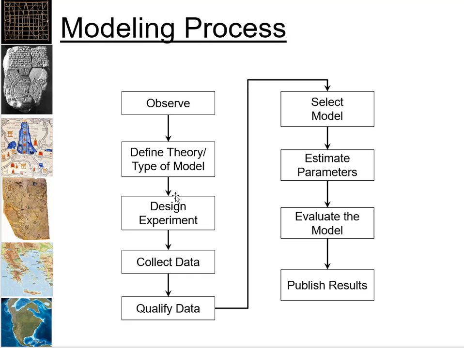From that, we design an experiment. We then go out and collect data. We qualify that data. Then we select a model. We'll talk a lot about model selection and estimating parameters, or parameter estimation. So these two are really core to the modeling process to build the best model we can. Then we evaluate the model to see how good it is and publish our results. And in reality, then we loop back because this is really a circle that repeats over and over again.